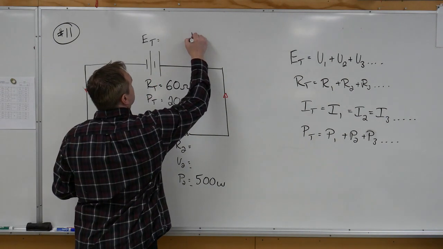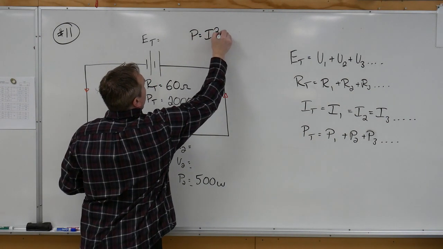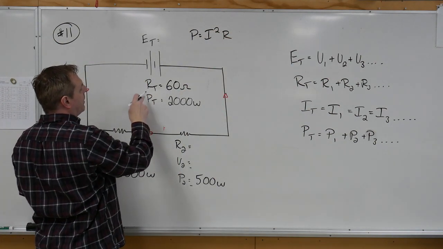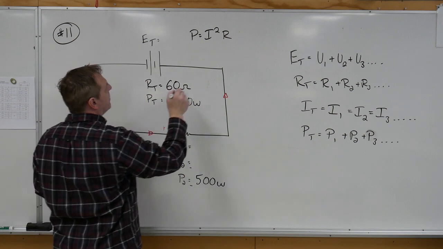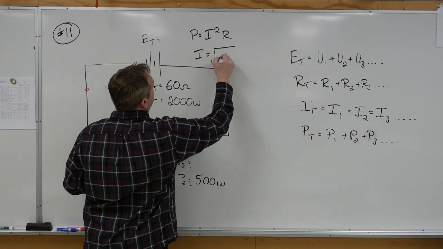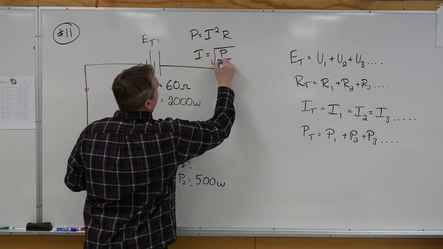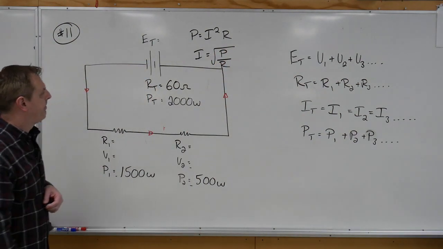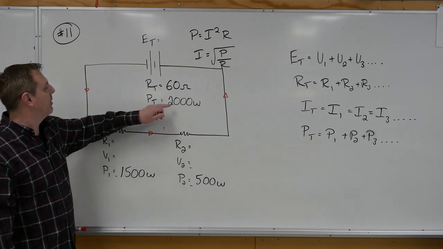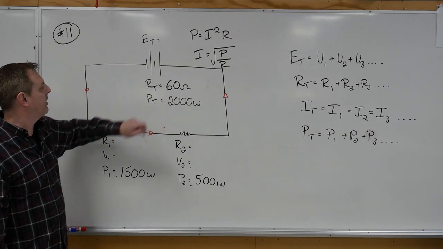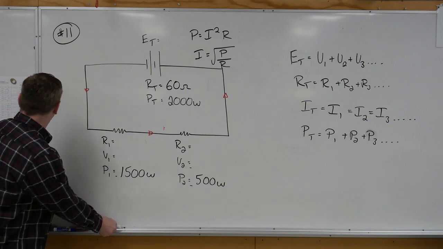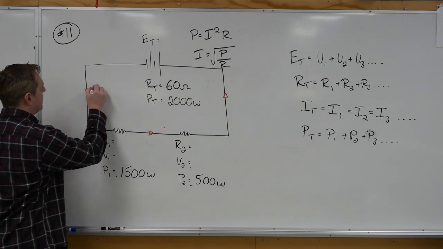So remember, P is equal to I squared R. So if we've got the power and the resistance, we could then convert this into I is equal to the square root of P over R. Hopefully I've done that correct. So if we went the square root of P over R, so 2000 divided by 60 and then square root that, that'll give me a current in this circuit of 5.77 amps.